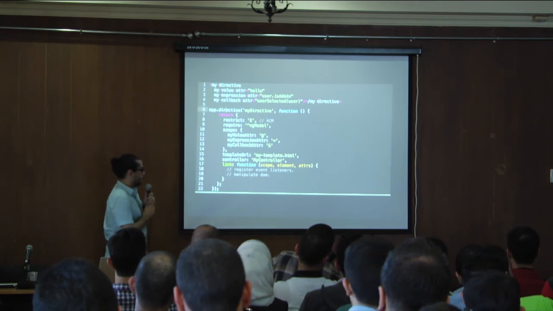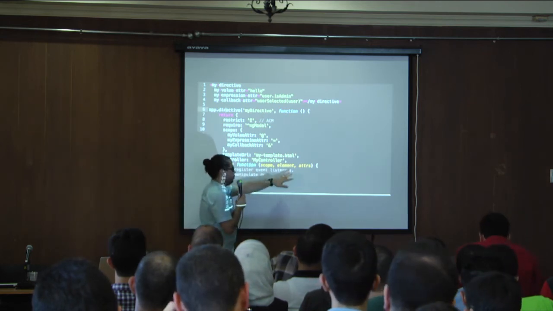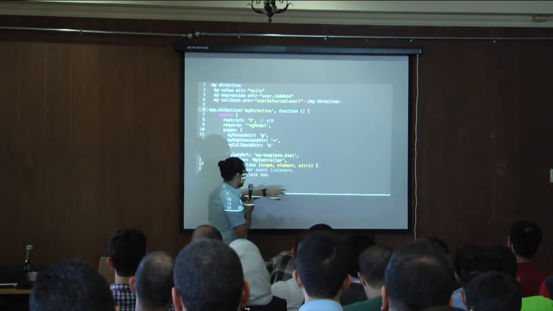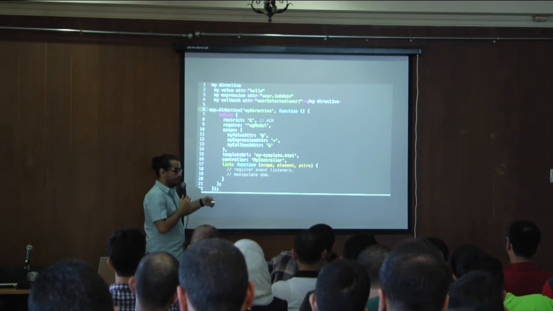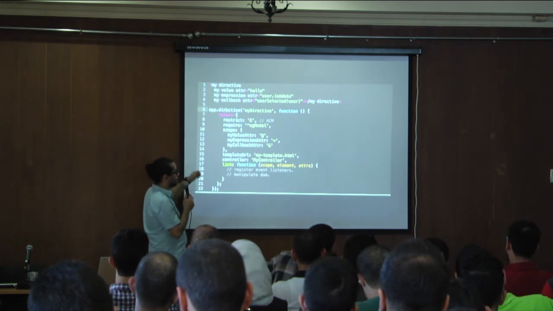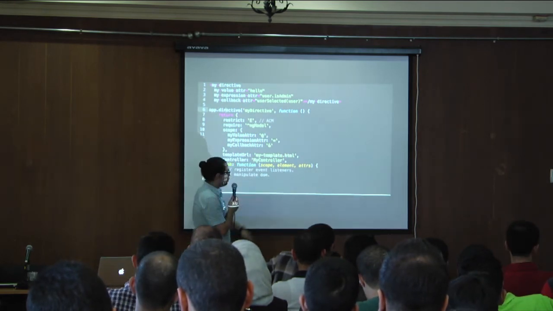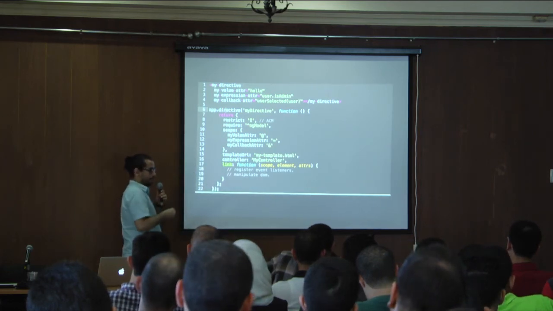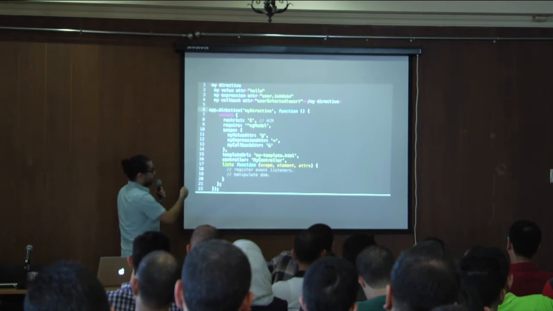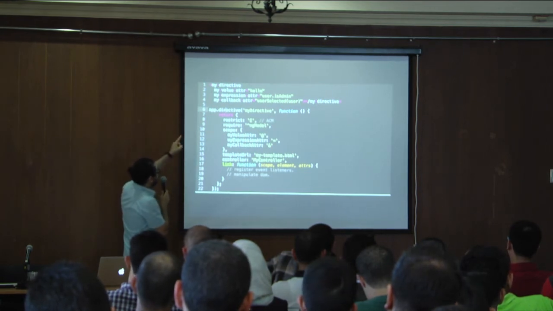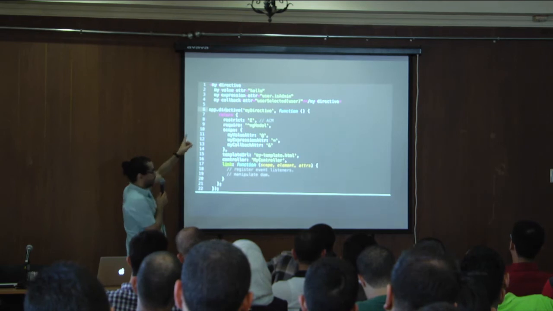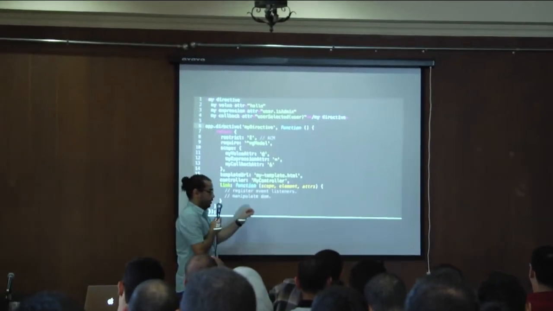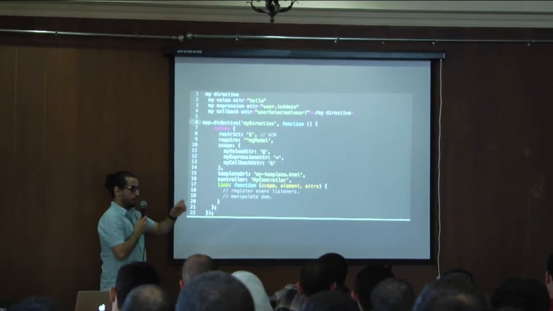The link function actually takes five parameters, but the most used three are scope, element, and attributes. The scope is the scope of the element itself, the parent that added it. The element is the DOM element that I'm actually putting this directive on. It might not mean a lot in this case, but if it was an attribute like ng-model or ng-view, the element would be the tag that you put it on.